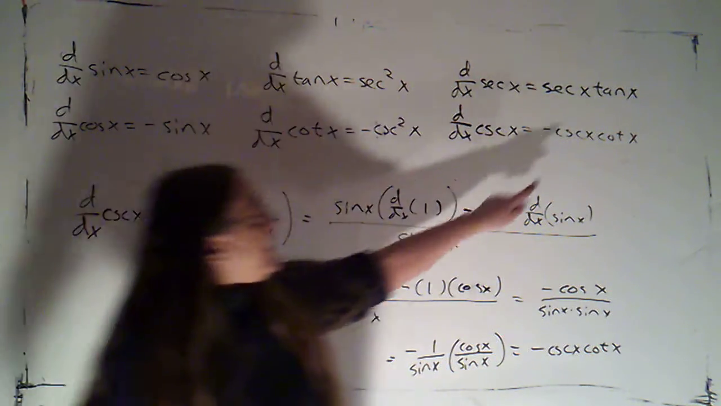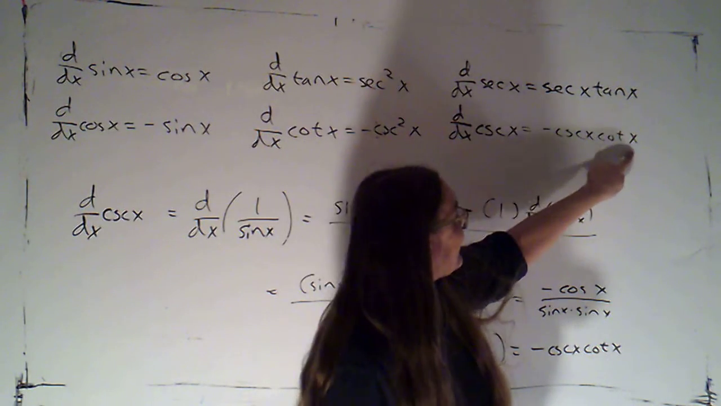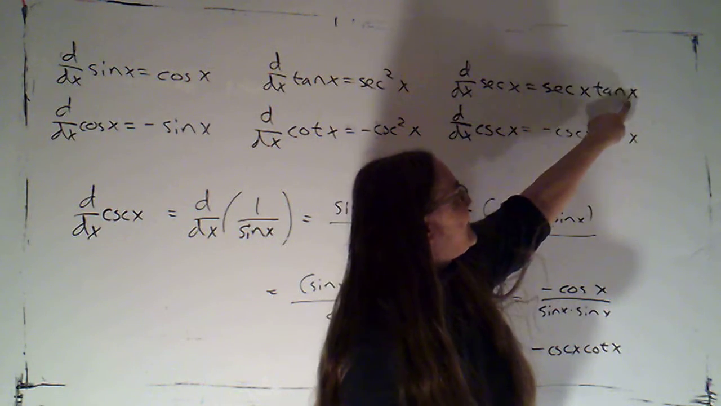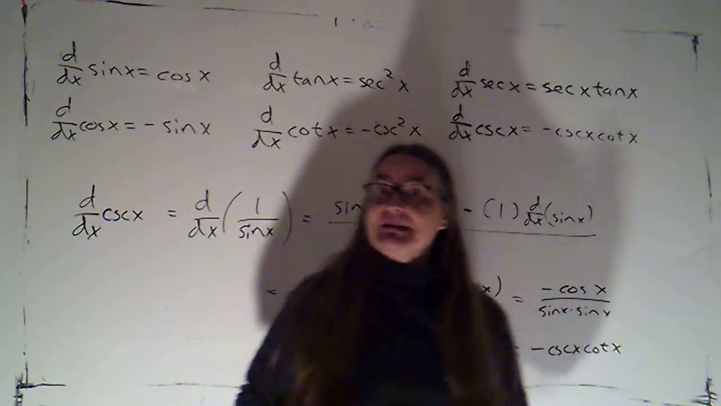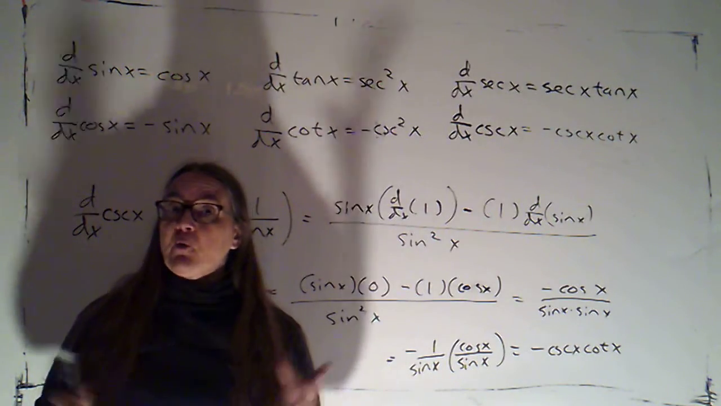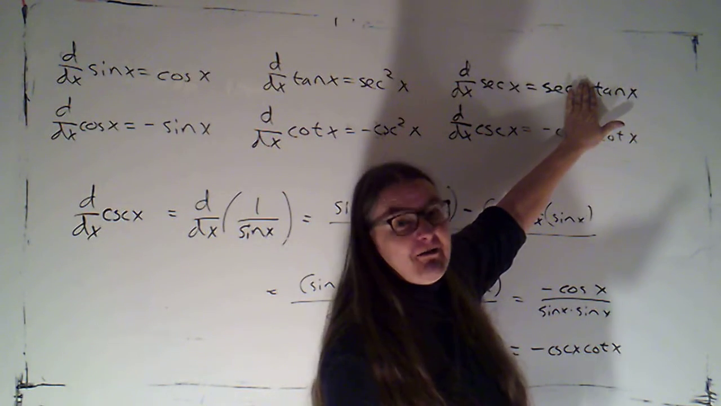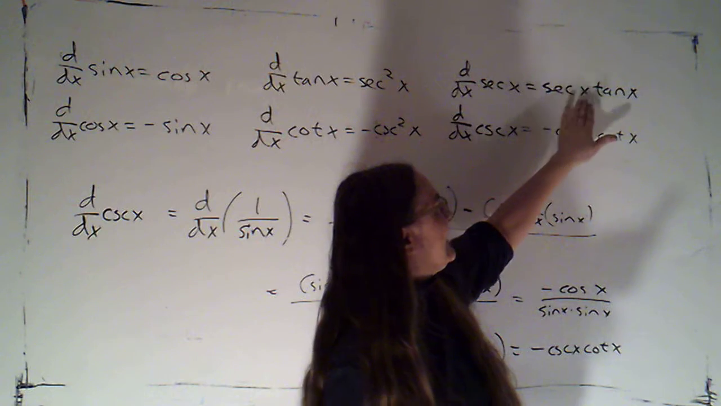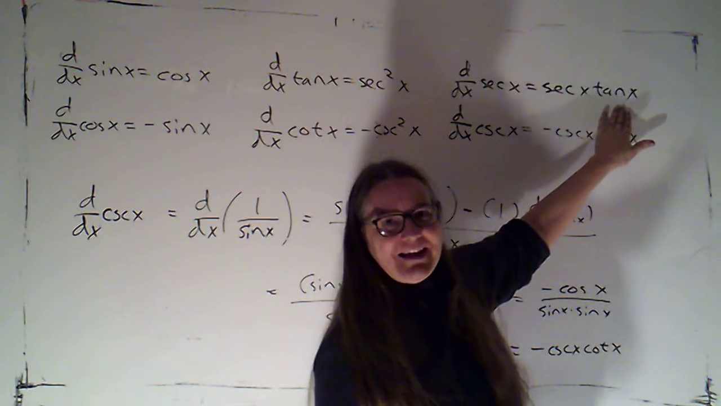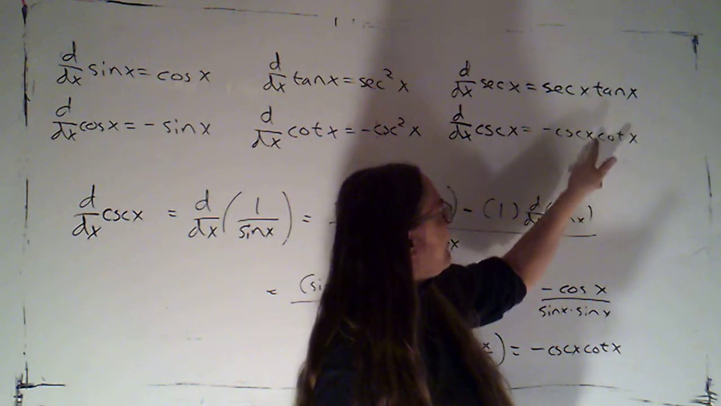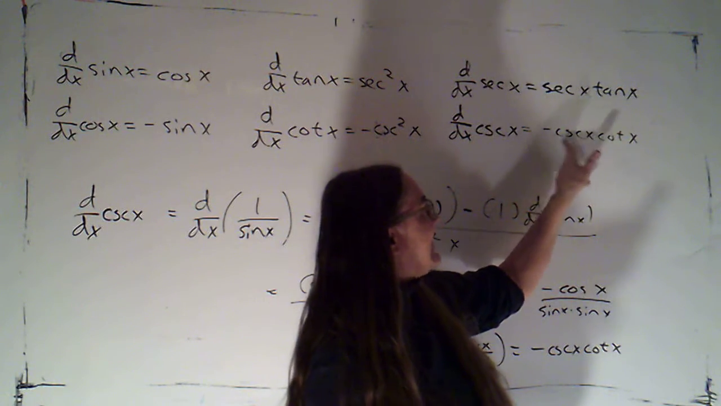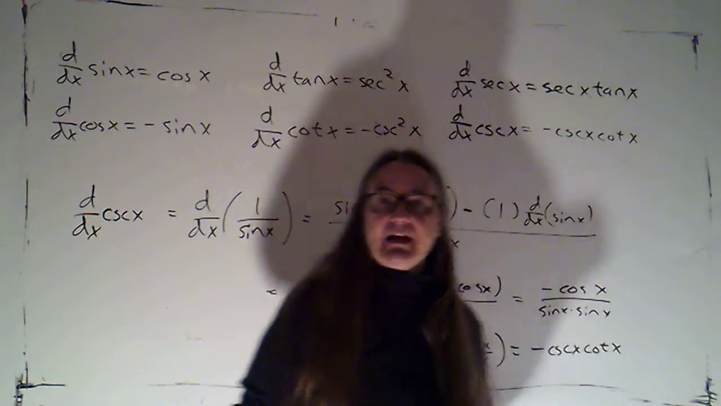One thing I should point out, both trig functions have an x. Same thing here, secant x times tan x, each trig function has an x. Important that you write that, otherwise, if I didn't have this x here, that would mean secant of tangent of x rather than secant of x times tangent of x. Same thing here. I want that to be the product negative cosecant times cotangent.